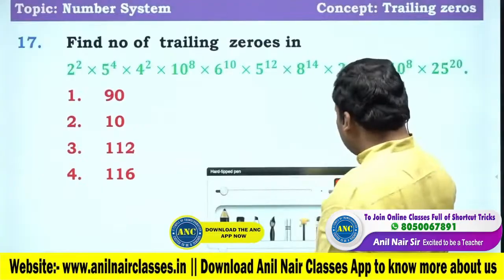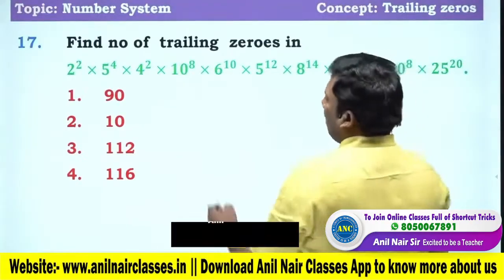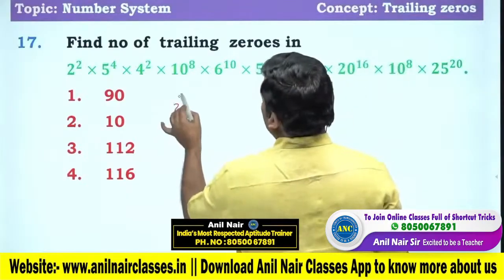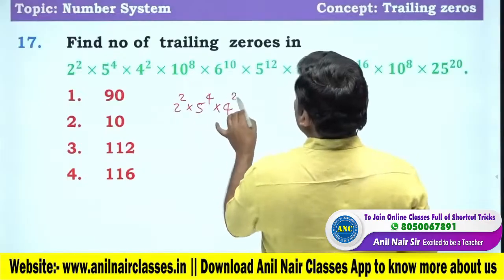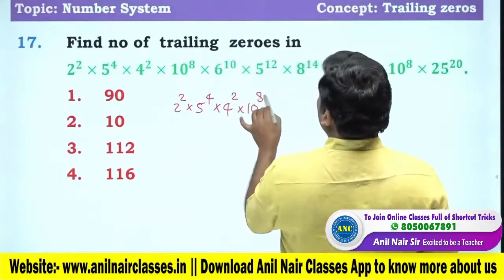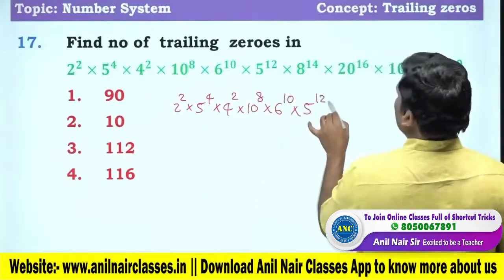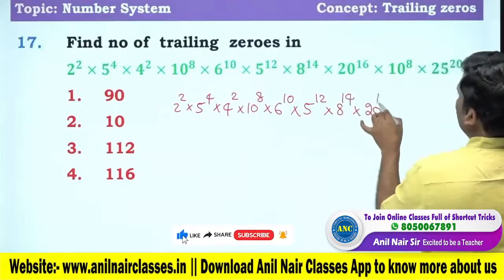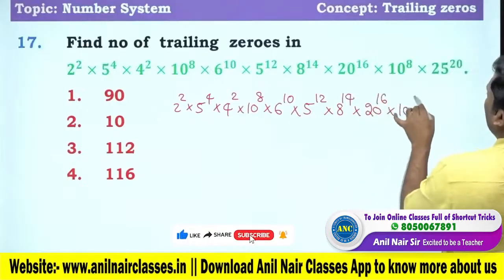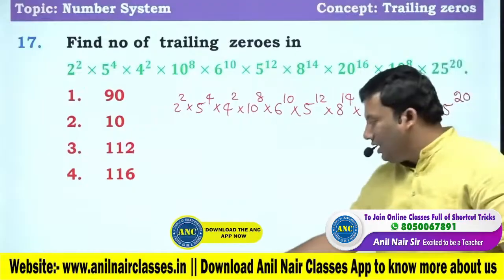This kind of question you have to be very, very careful and solve very slowly. Next it is 2 square into, let me write down, 5 power 4 into 4 square into 10 power 8 into 6 power 10 into 5 power 12 into 8 power 14 into 20 power 16 into 10 power 8 into 25 power 20. What is the number of trailing zeros?